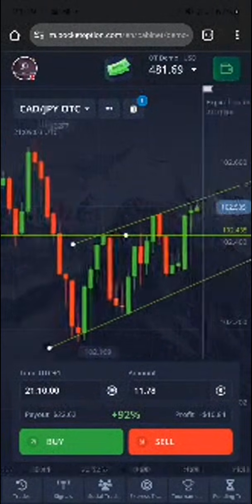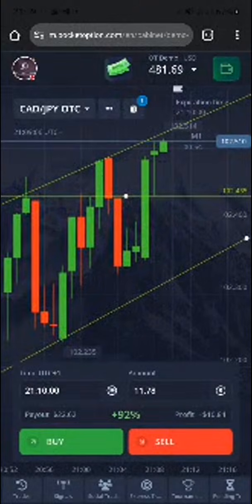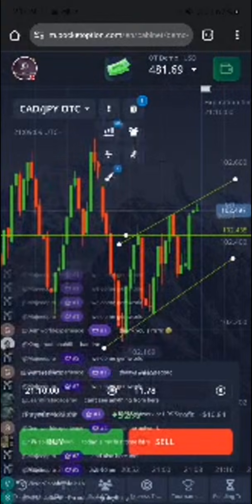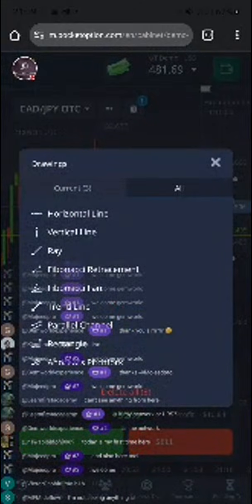Now, we may have a breakout here. But see, when we have that breakout, oh, we have a QM here. That's good.